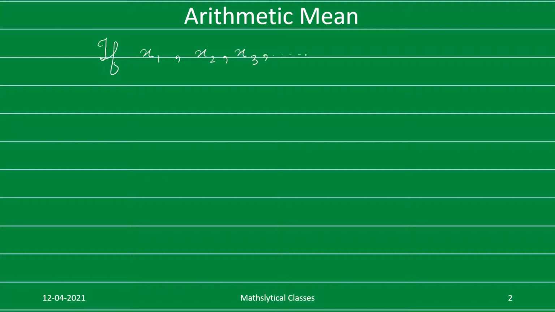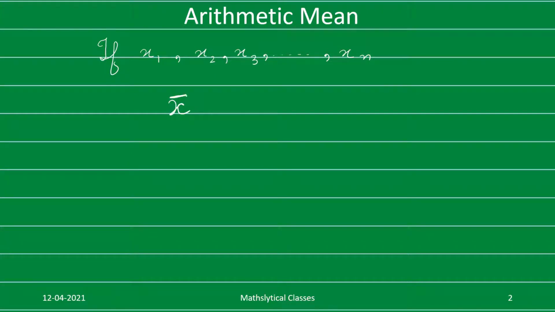So let's see what this arithmetic mean is. If we have data in which we have n numbers, x1, x2, x3, and so on to xn, and we have to find out the mean of these n numbers, what is the formula to calculate the arithmetic mean?